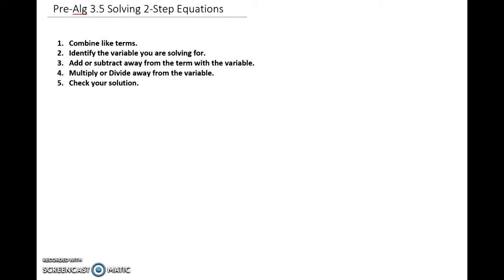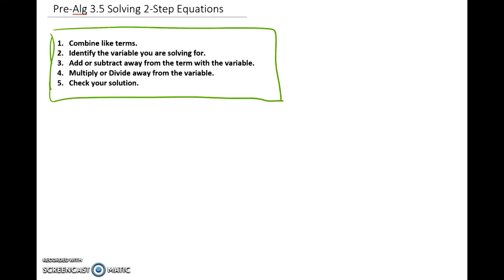So I want you guys to write down this box of terms. And these are the steps that we're going to use to solve our equations. So the first thing that we want to do is make sure that we've combined all of the like terms. And then we're going to identify the variable that we're solving for. Next, we're going to add or subtract away from the term with the variable. Then we're going to multiply or divide away from the variable. And finally, we're going to check our solution.